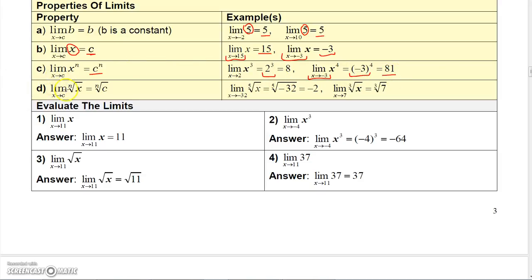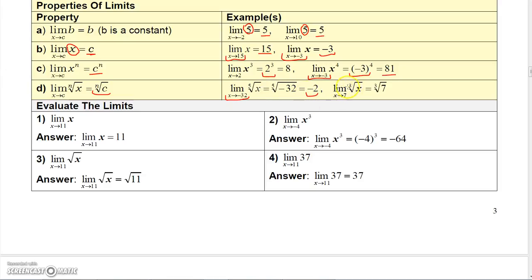It also works with roots. If I say, what's the limit of the nth root of x as x approaches c, then that's going to be the nth root of c. Now, it might be a nice round number, like if I said, what's the limit of the fifth root of x as x approaches negative 32? Well, that's going to be the fifth root of negative 32, which actually is a nice round number, negative 2. But it doesn't have to be.